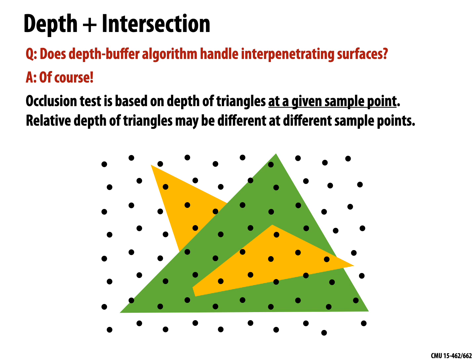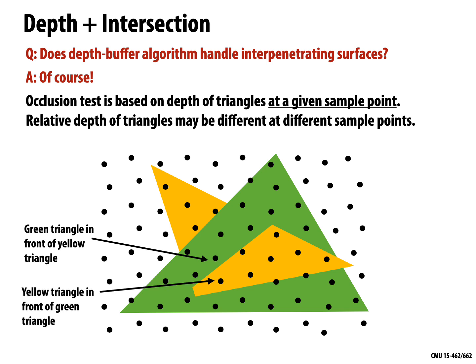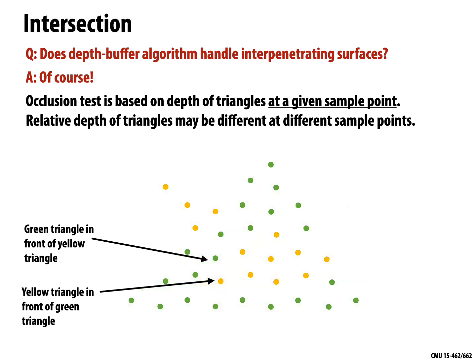So in this case, for instance, at this sample, we have the green triangle in front of the yellow triangle. At this sample, the yellow triangle is in front of the green triangle. And when we run our depth buffering algorithm, we get samples that look like this. Exactly what we wanted.